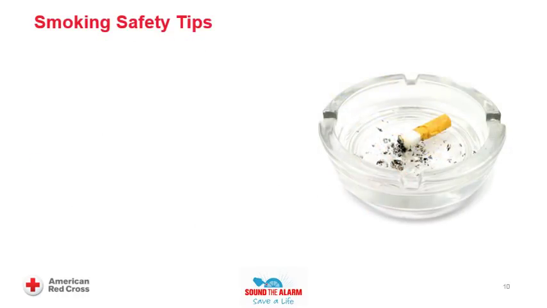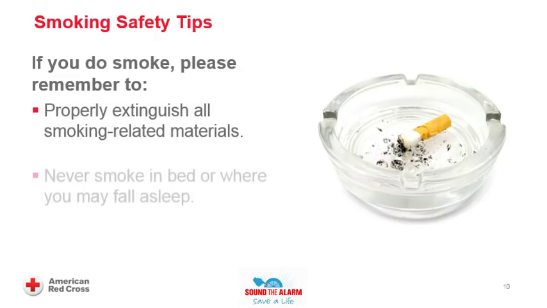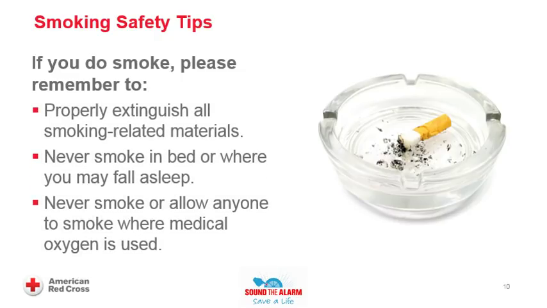Did you know that smoking materials not properly extinguished, including cigarettes, pipes, and cigars, is another common cause of preventable home fires and is the leading cause of home fire fatalities in the United States? Mattresses, bedding, upholstered furniture, and trash are the items most commonly ignited in these fires. If you do smoke, please remember to properly extinguish all smoking-related materials. Never smoke in bed or where you may fall asleep. And never smoke or allow anyone to smoke where medical oxygen is used. Medical oxygen can cause materials to ignite more easily and make fires burn at a faster rate than normal. It can make an existing fire burn faster and hotter.